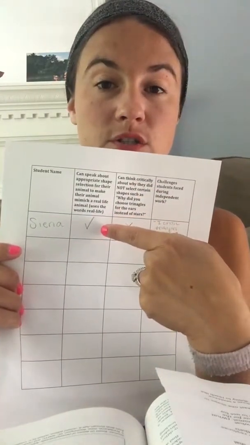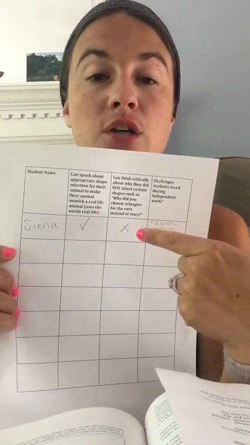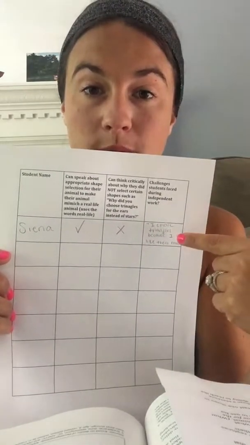So as an example, I wrote Sienna. She was able to explain her shape selection. She was not able to think critically. And why? What was the challenge? Because she said, I chose triangles because I like them more. So that's not the reason. That's not what I'm looking for. I'm looking for: because triangles look like real cat ears, and hearts or stars do not. So that's the answer that I'm looking for.